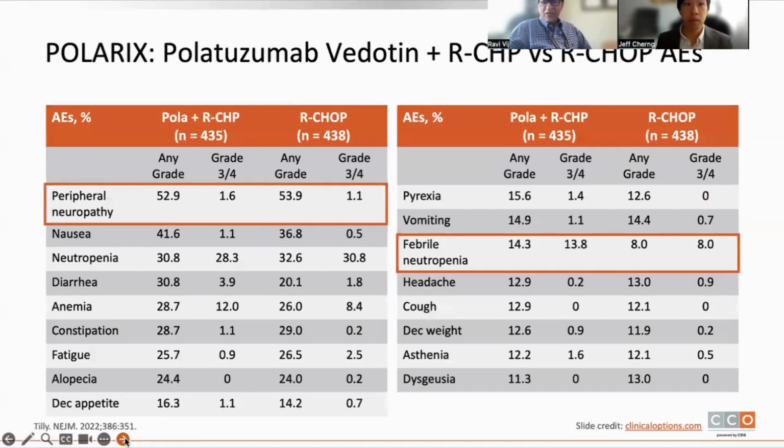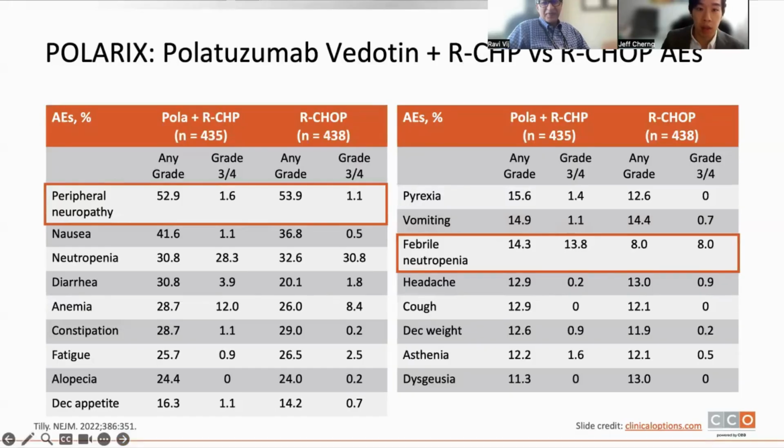So what is the downside? Why not give it to everybody? Yeah. At least from a top-down view, we do think that the toxicity between R-Pola-CHP and R-CHOP are relatively similar, but there are probably some subtle differences here.